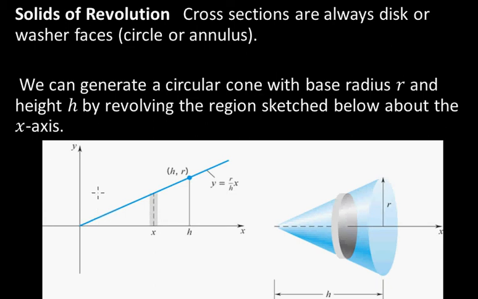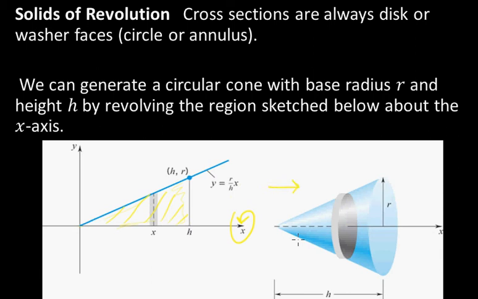If we take this line right here, this is the line y equals r over h times x. And we revolve it around, we take the region from 0 to h, this region here, and we spin it around the x-axis. And every point in space that this yellow region hits becomes part of a solid of revolution.